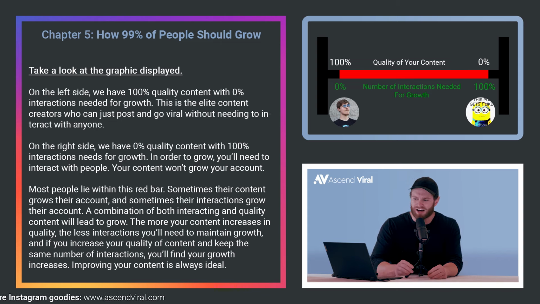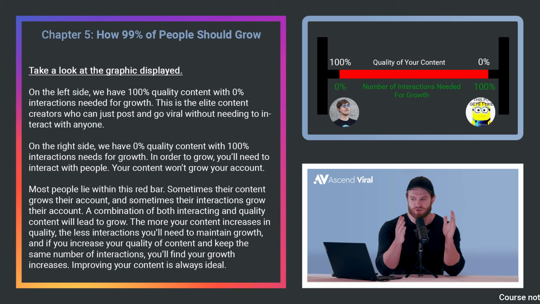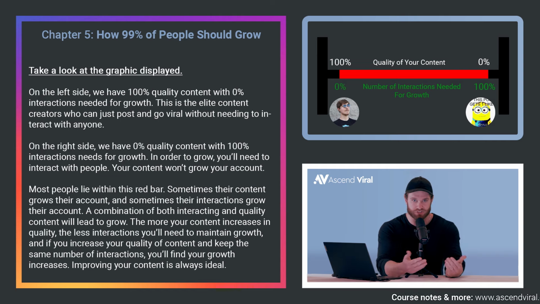Now, the more your content increases in quality, the less interactions you'll need to maintain growth. And if you increase your quality of content and keep the same number of interactions, you'll find that your growth increases. So assuming you're somewhere on the red line, here's a good metric for what to do next. And this is typically what I recommend people when they ask me on a guideline for their interactions.